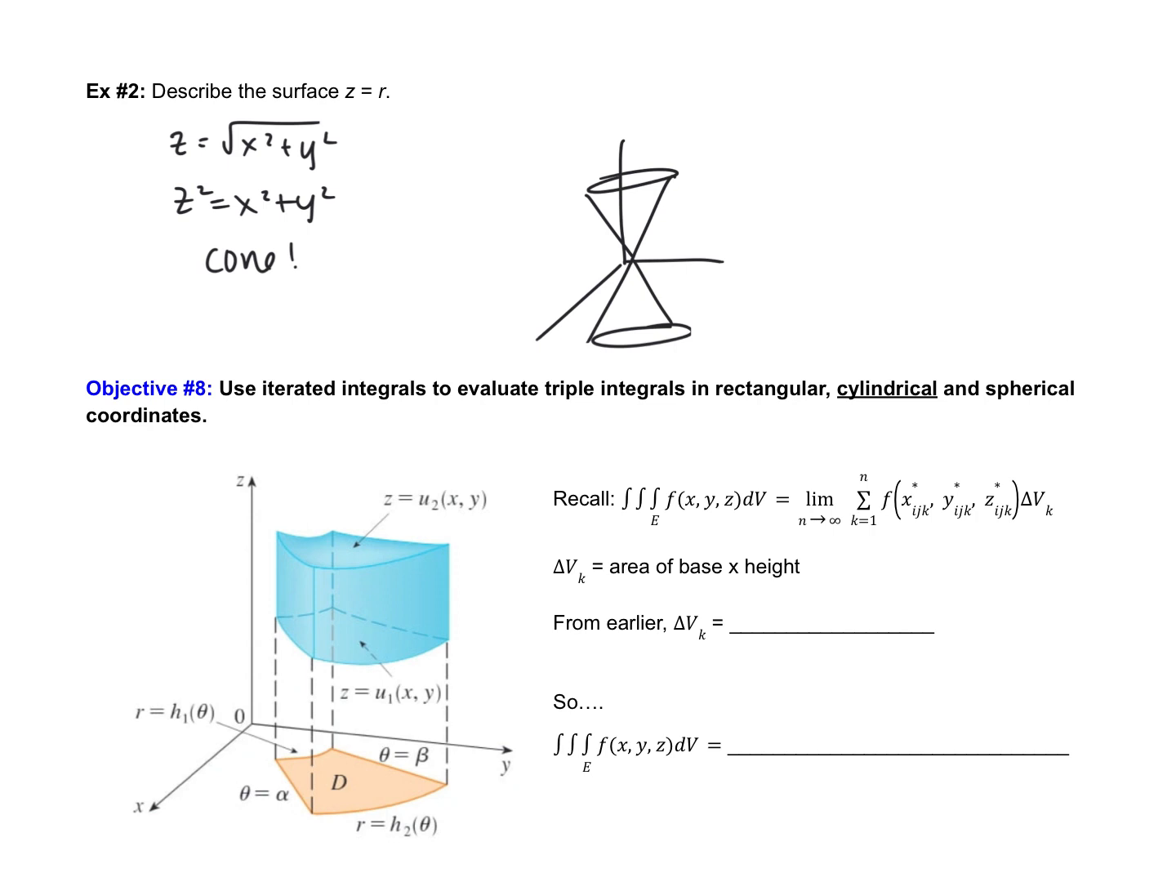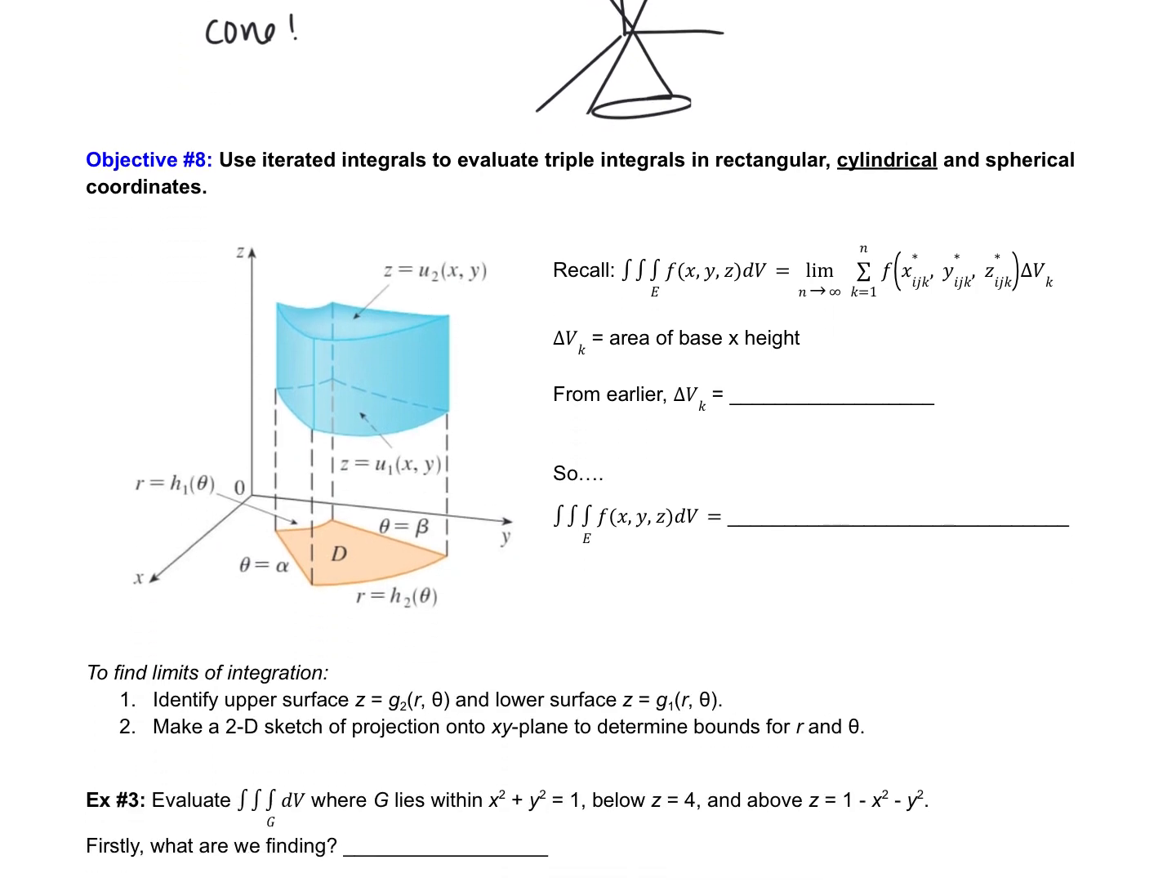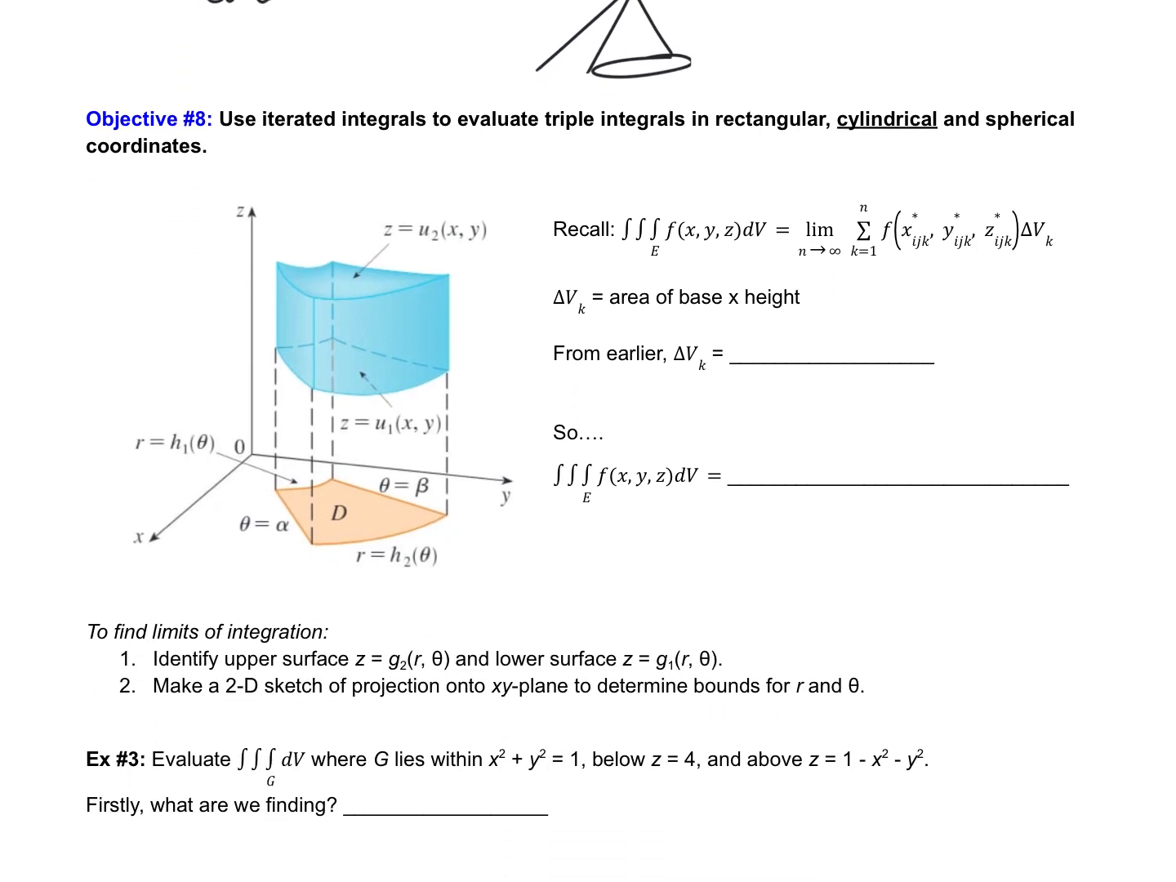So now that we've been introduced to cylindrical coordinates, which are new but not really, it's really just adding on to polar coordinates, we're going to talk about how we are going to evaluate triple integrals in cylindrical coordinates. So taking a look, if we recall, we have our triple integral of f of xyz dV, and we expressed that as a Riemann sum.